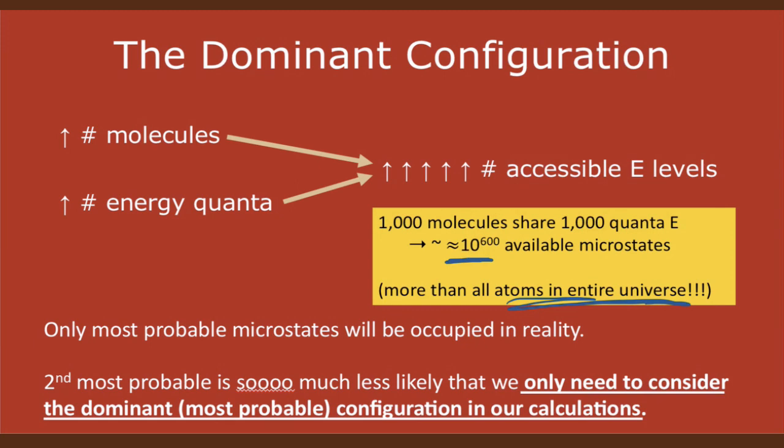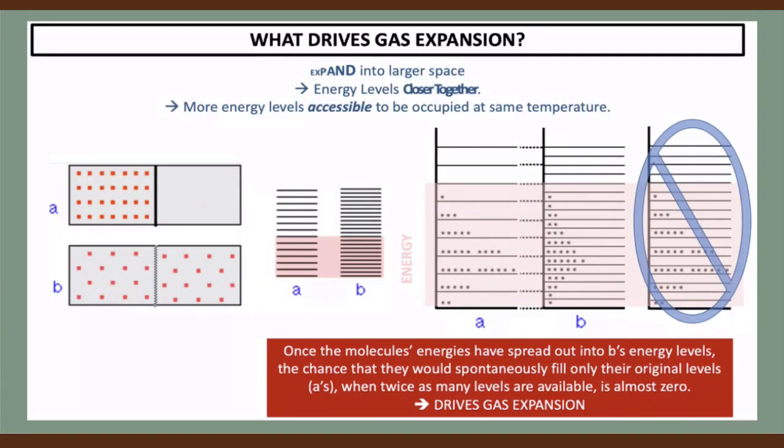Whew, okay. Now we have an example of why things happen. All we had before was just describing it. We just took pictures, looked at where things were, and looked at their distribution of speeds or their energies. Now we're going to talk about why something happens. Here we're going to talk about what drives gas expansion.